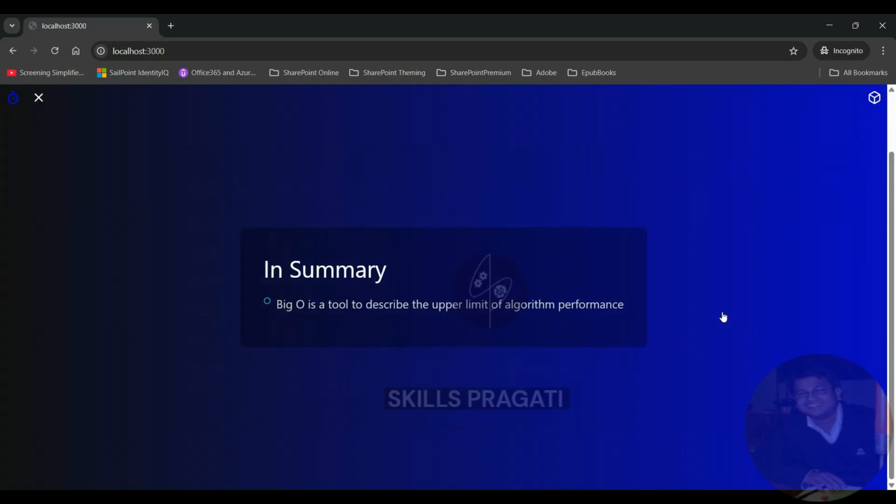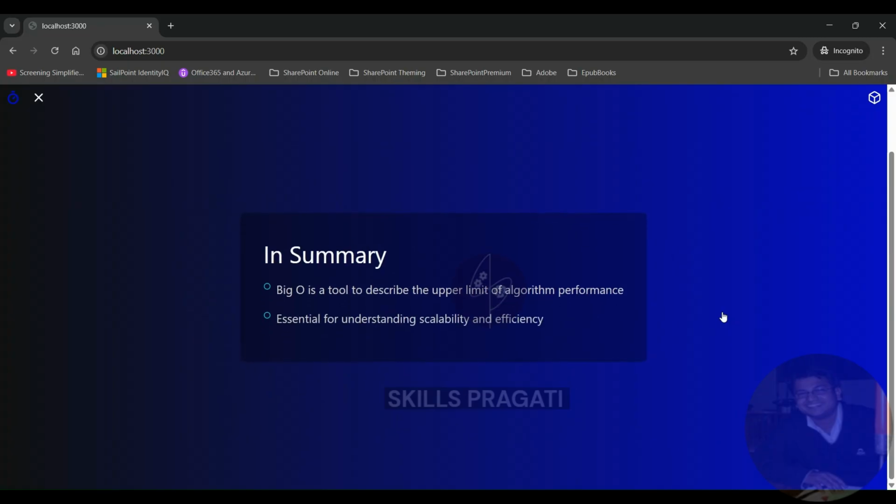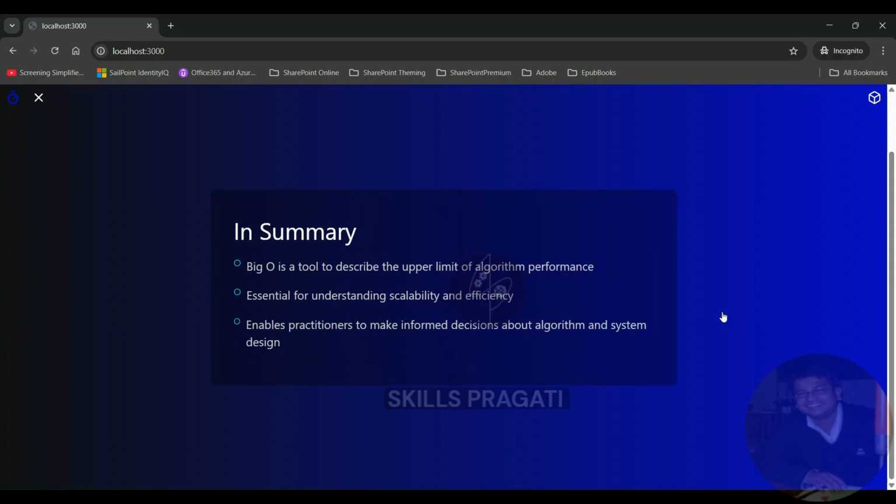To sum up, Big O Notation is a fundamental tool for describing the upper limits of algorithm performance. It plays a critical role in understanding both scalability and efficiency, ultimately enabling practitioners to make well-informed decisions about algorithm and system design.